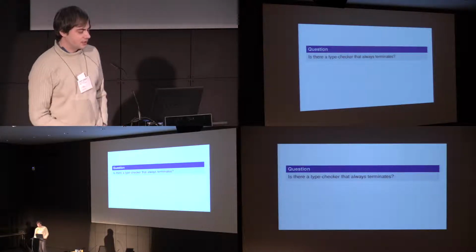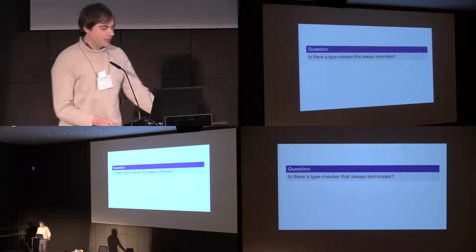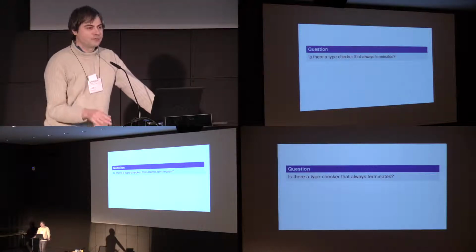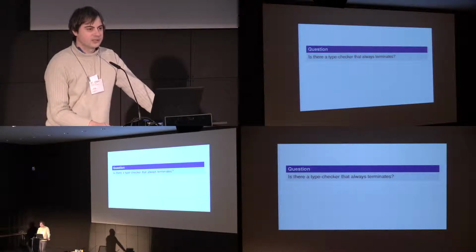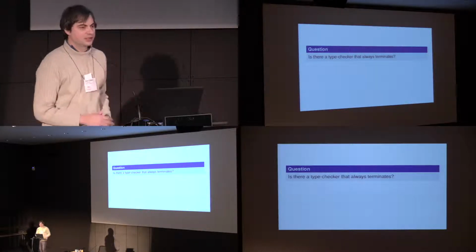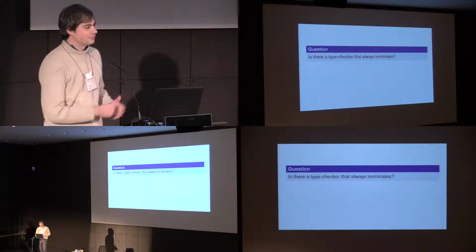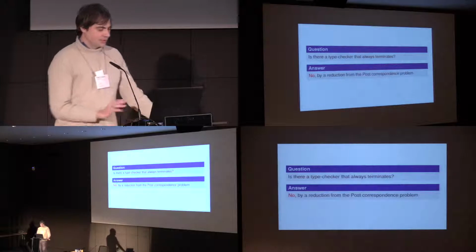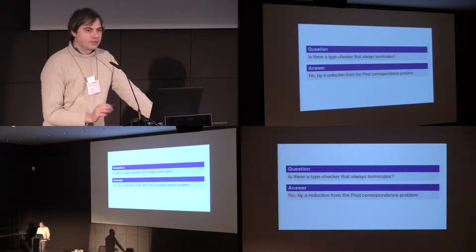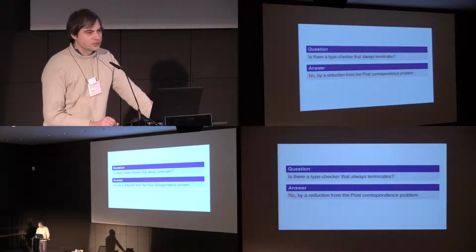The second question they address is, okay, we know that the straightforward type checker does not always terminate, but can you find another one that always terminates and does the same thing? So use the straightforward one as a reference implementation, but you want one that always terminates. Can you do that? And they said, no, we cannot do that, because if you do that, you solve the post-correspondence problem.